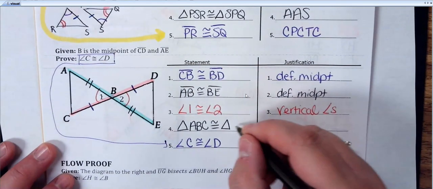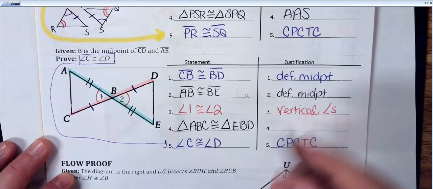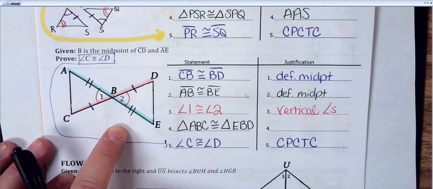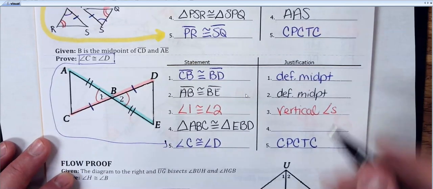EBD. It's weird. It's kind of twisted. So make sure you really look at the diagram. Now, why are these two triangles congruent? Side angle side, good deal.